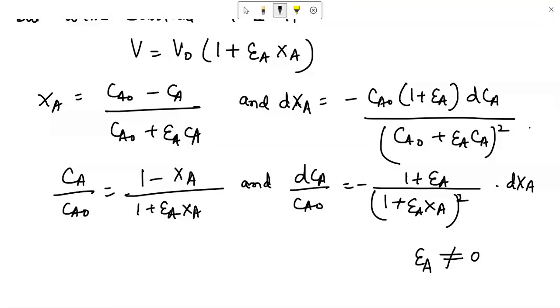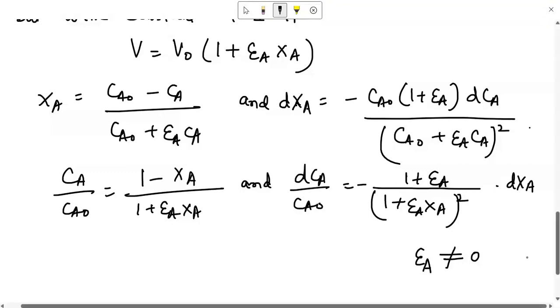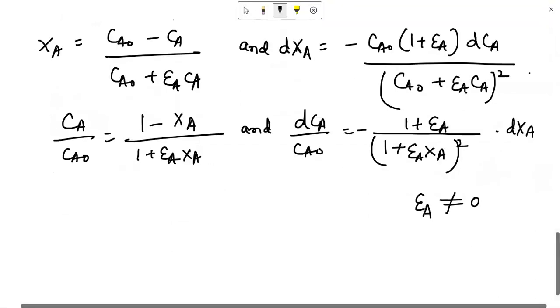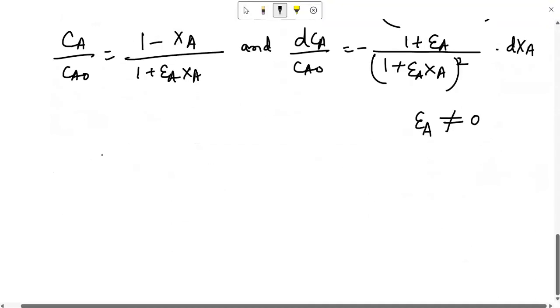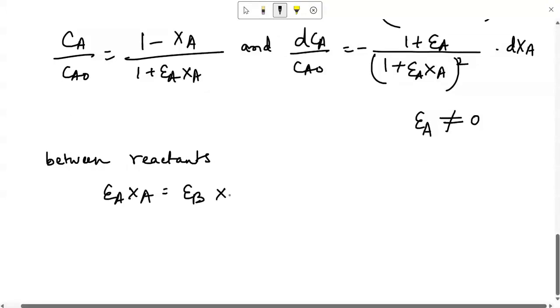Now if you want to relate the other components, let's say B with respect to A, then what will you do? In that case, for the relation between reactants, we have epsilon A XA equals epsilon B XB, and a epsilon A by CA0 equals b epsilon B by CB0.